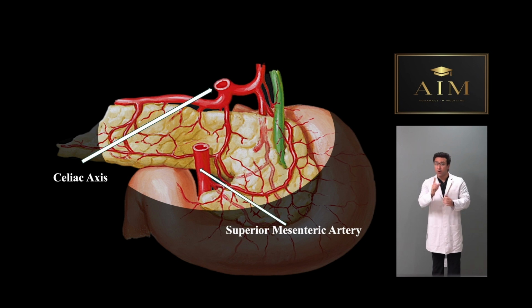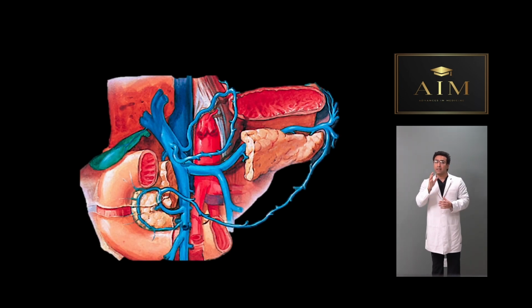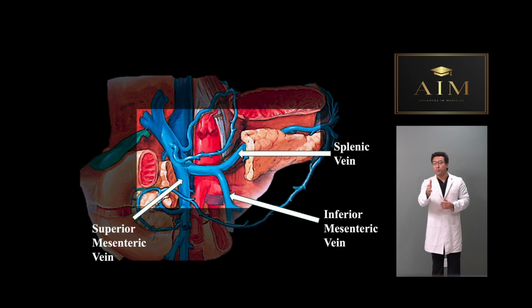The celiac trunk originates from the anterior surface of the aorta at the level of T12 and L1, while the superior mesenteric artery branches off just below the celiac trunk at the level of L1, situated behind the neck of the pancreas. When it comes to venous drainage of the pancreas, the head of the pancreas drains into the superior mesenteric and portal veins, whereas the body and the neck of the pancreas drain into the splenic vein.